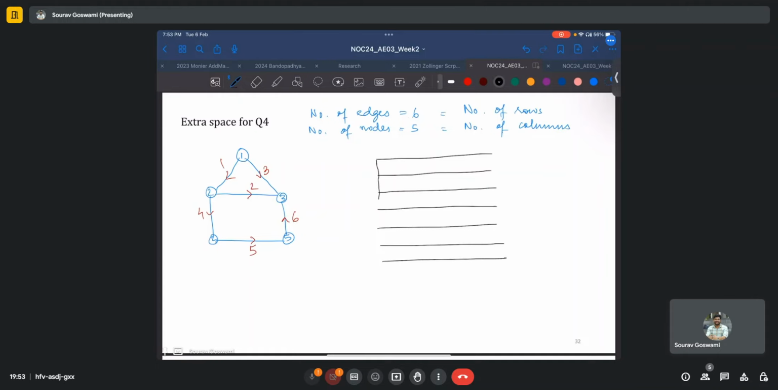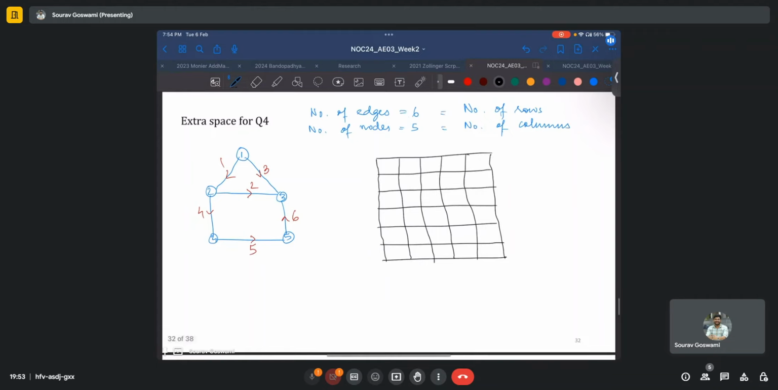These are 6 rows and 5 columns. The columns will correspond to node 1, node 2, node 3, node 4, and node 5, while the rows will correspond to edge 1, edge 2, edge 3, edge 4, edge 5, and edge 6.